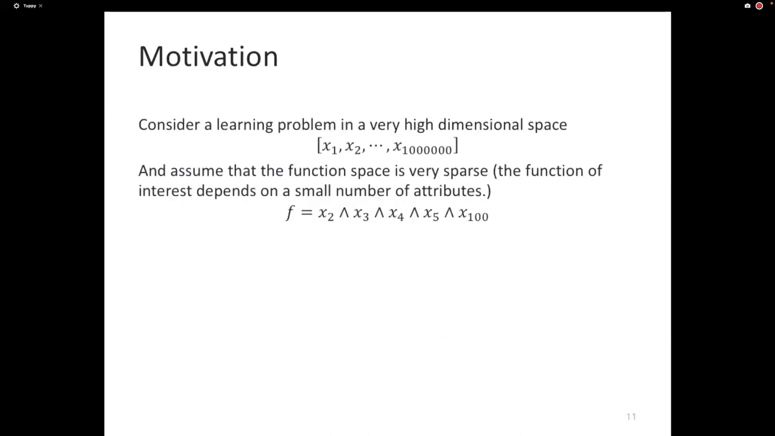Imagine there's a learning problem where the feature space is extremely high-dimensional. Imagine that we have a million features. And suppose the true function is extremely sparse in that space. We have a million features, but only 5 of them are relevant: X2, X3, X4, X5, X100. All the nearly million other features are irrelevant. But the learner doesn't know this. The learner gets examples that are million-dimensional.